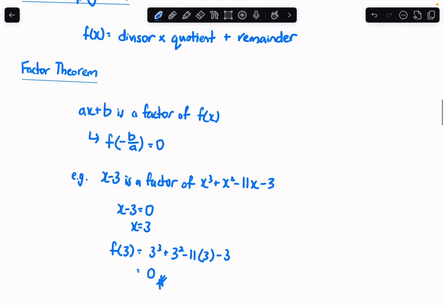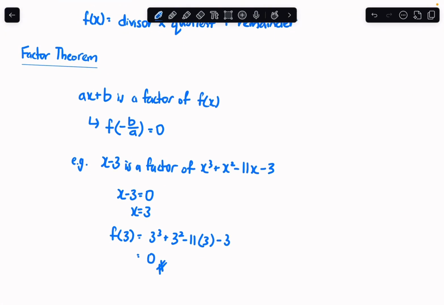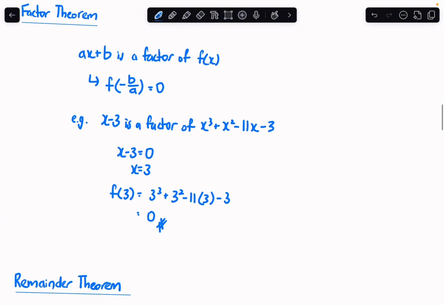theorem. So for factor theorem, let's say that if ax plus b is a factor of f(x), then f(negative b over a) will be equal to 0. Okay, so let's see an example.